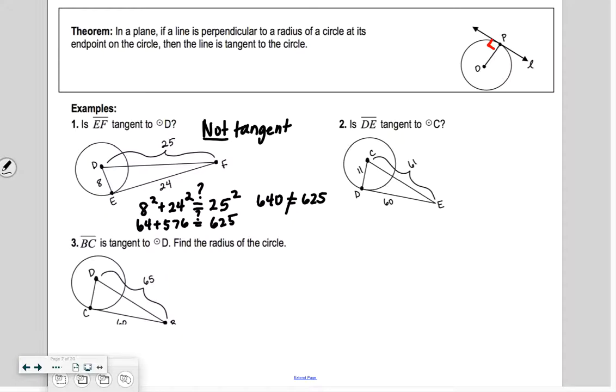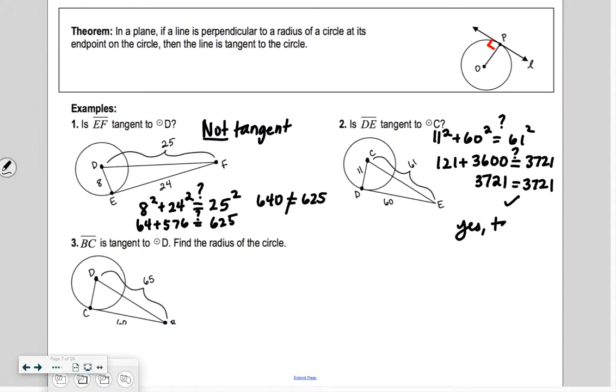All right, then we try it on the next one. Is 11 squared plus 60 squared equal to 61 squared? 11 squared is 121. 60 squared is 3,600. And 61 squared is 3,721. Is it true? I think it is, because when I add those together, I do get 3,721. So yes, tangent.